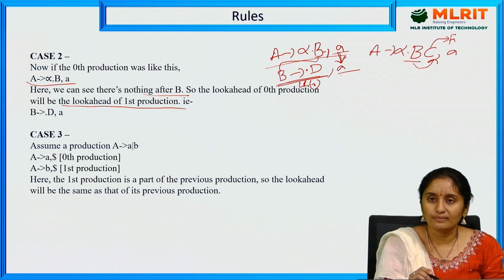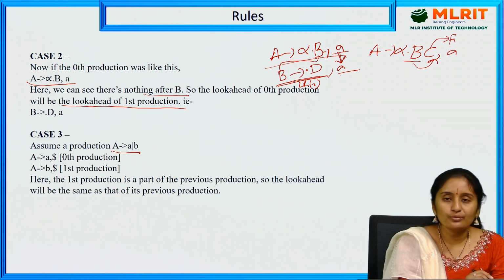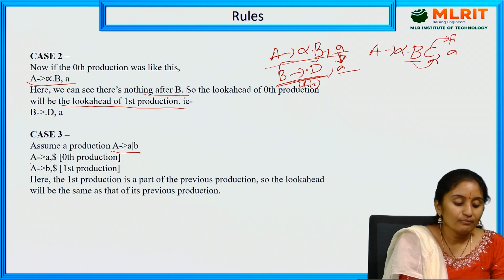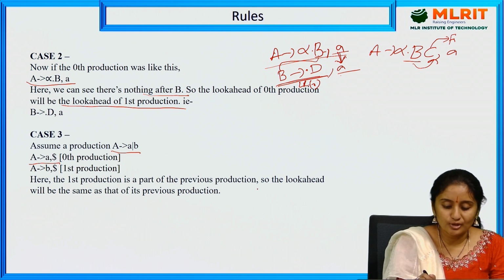this production. The case 3. Assume a production A tends to A or B. Then what will be the production? A tends to A comma dollar, A tends to B comma dollar. Here the first production is part of the previous production, so the look ahead will be the same as the previous production.